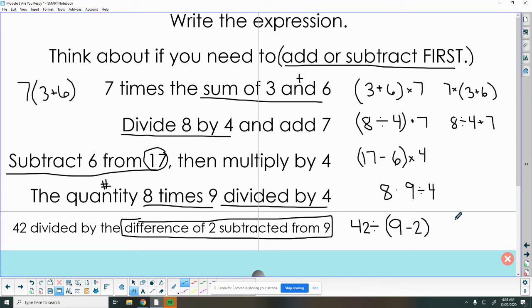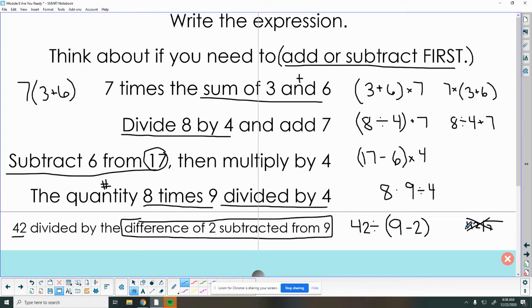If we put 42 on the back, that would say 9 minus 2, which is 7. That would say 7 divided by 42, which looks like this, 7 divided by 42. And that's not what the problem asked. It said 42 divided by this. What you're dividing by needs to be on the outside here.